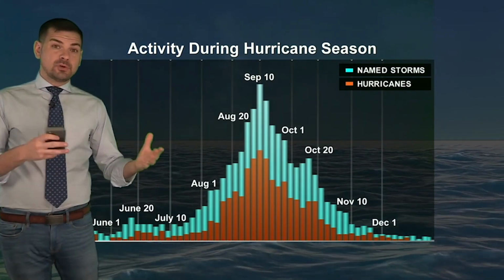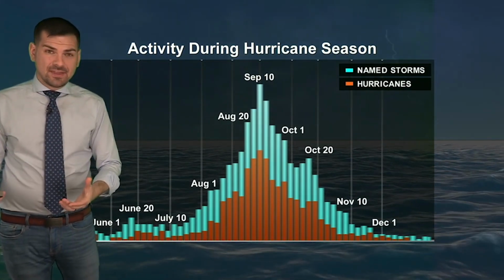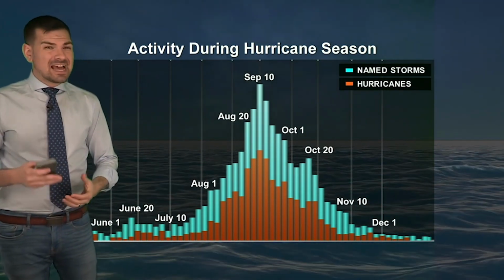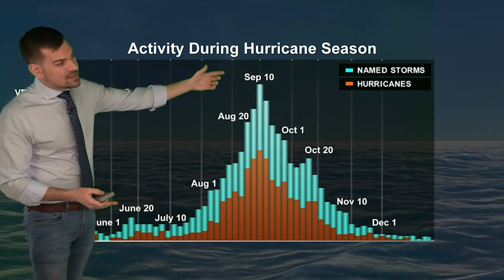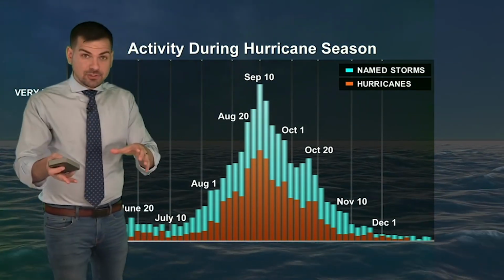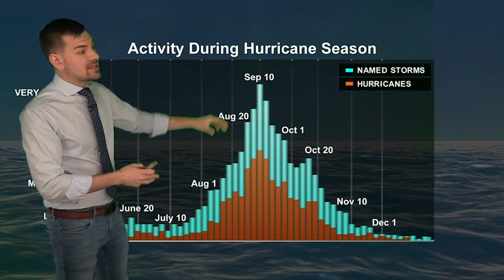Hurricane season runs from June 1st all the way through November 30th, and while it's possible to see a storm outside of that time frame, it's not very likely. The peak of hurricane season comes around September 10th, and that is when your named storms and hurricanes become most likely and then fall off the chart into the fall season.